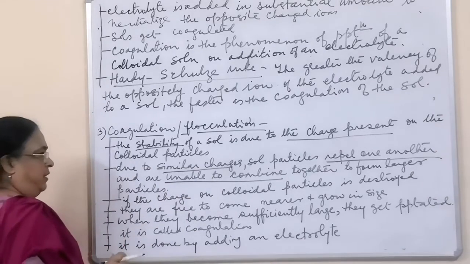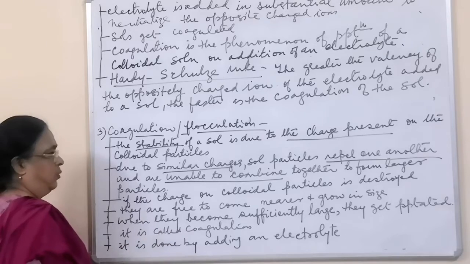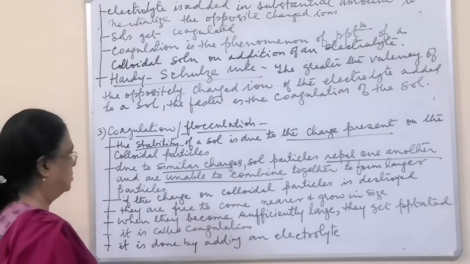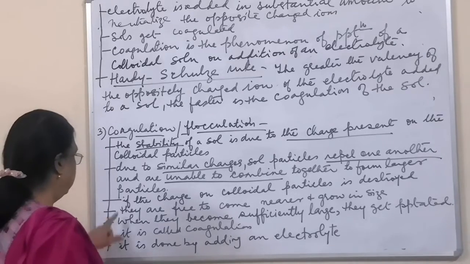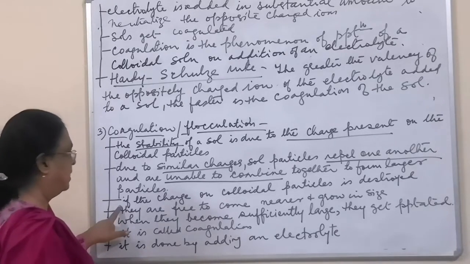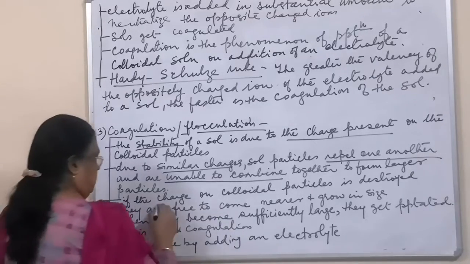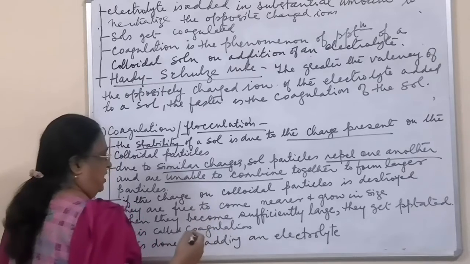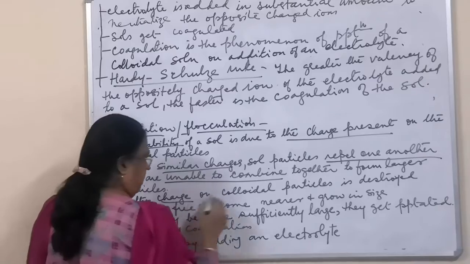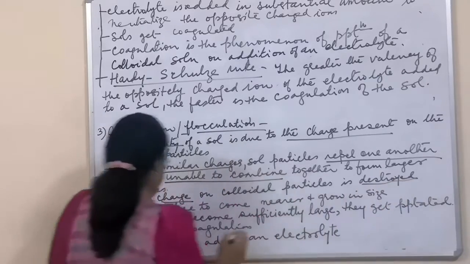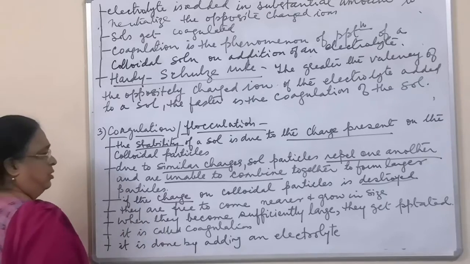So what will happen? They do not combine together, so their size is maintained between 1 nanometer and 1000 nanometer, and coagulation is not taking place. If the charge on the colloidal particle is destroyed, by any means, if the charge is balanced or neutralized, they are free to come nearer and grow in size.